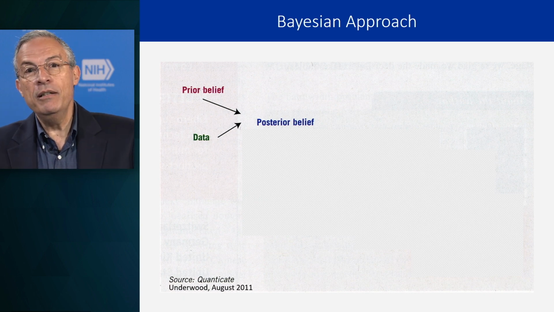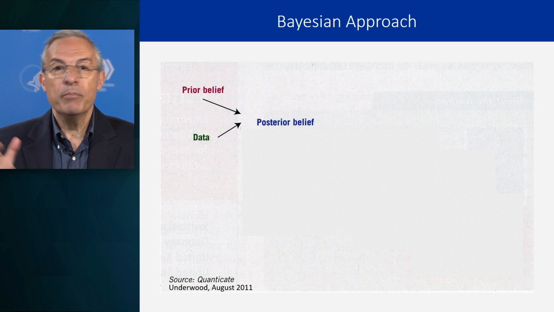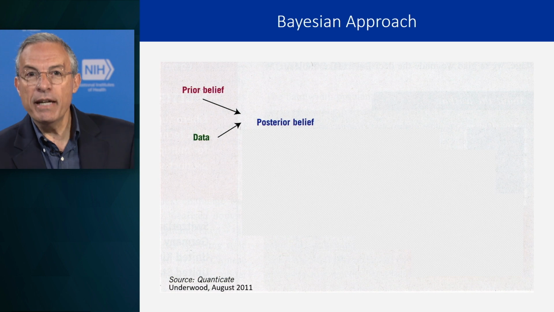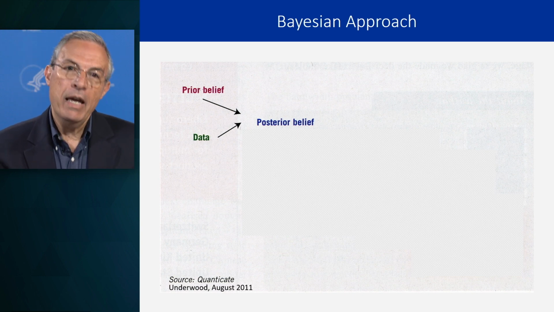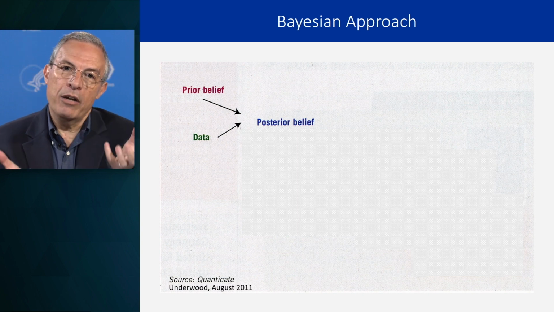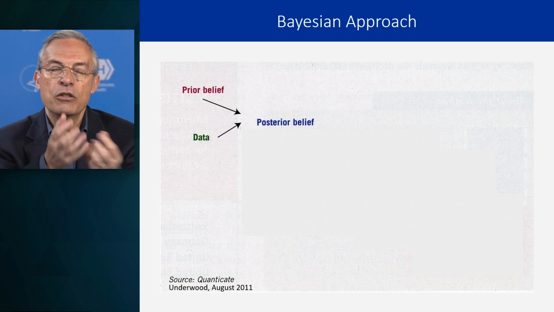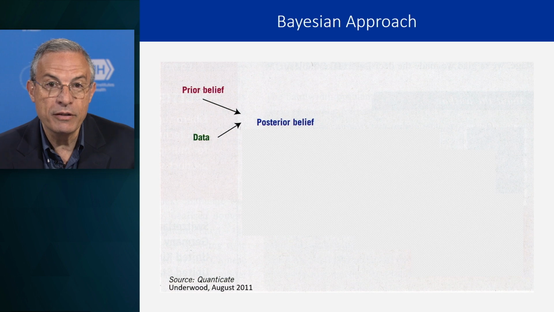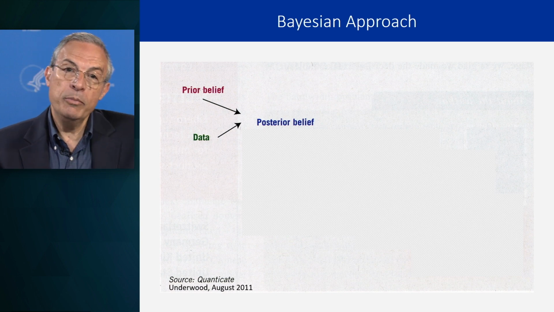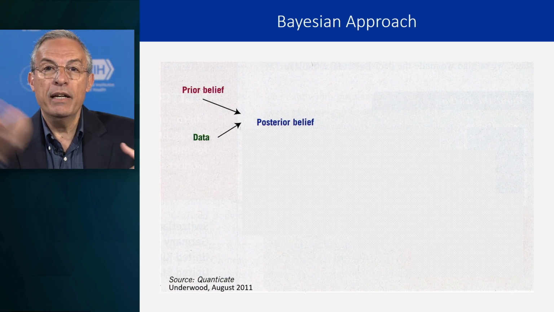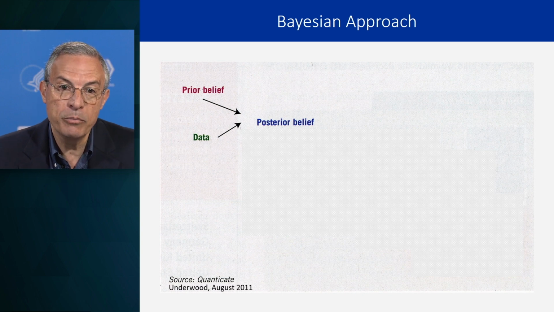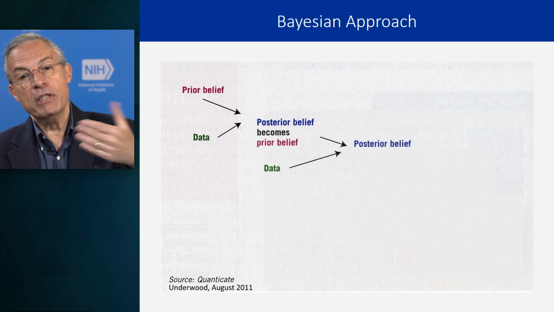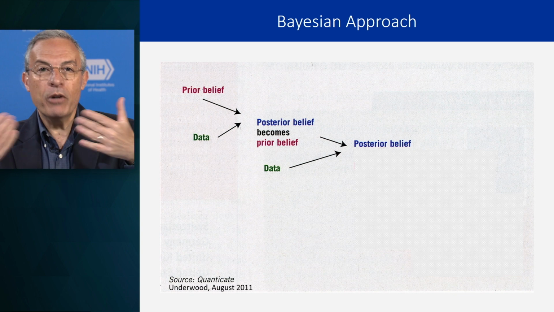It could be very loose, vague, but that's what you think. And then you get data. You use the data and the prior belief, you put them together to get a posterior belief. In other words, your updated belief. So you have an old belief, combine it with data, and now you have an updated belief called the posterior belief.